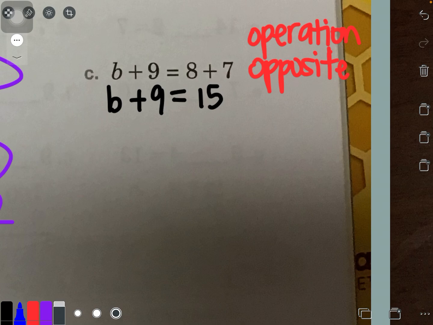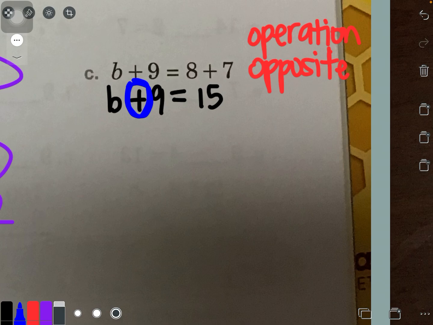Now, we have to find the operation. Remember, the operation is the key to making things work, which here, in this case, is the plus sign. So I found the operation. I circled it. Looks like an O because operation starts with an O. And then I have to find the opposite of the operation. What's the opposite of addition? The opposite of addition is subtraction. So here I have to subtract 9.